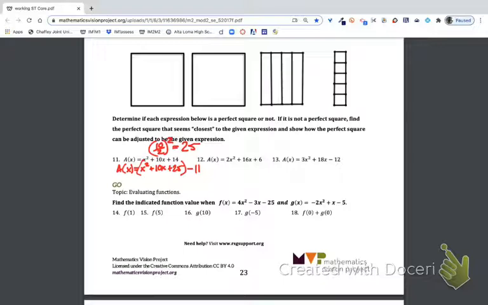The next one, for number 13, same process. First thing I'll do, though, is I'm going to factor out the 3. So if I divide everything by 3, I would get that. And I need to take my b over 2 squared. So that would be 6 over 2, which is 3, and square it. So it would be x squared plus 6x plus 9. Or sorry, I've already squared it, but I had minus 4.